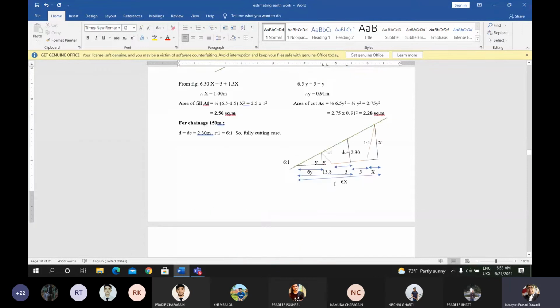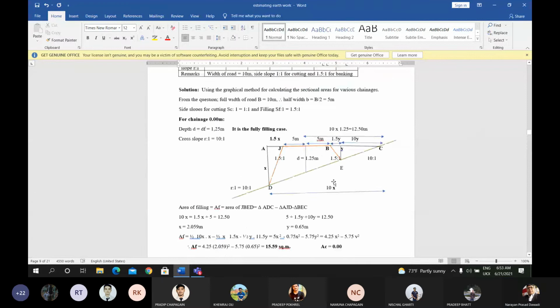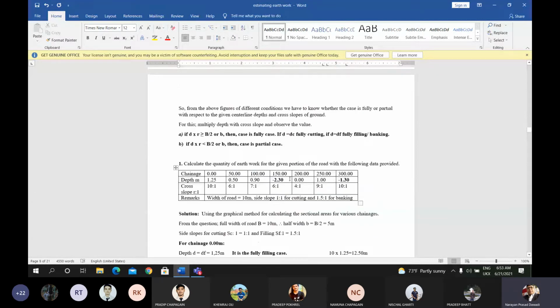Similarly, for the chainage of 200 meter, before this 200 meter, the depth is 0 here.